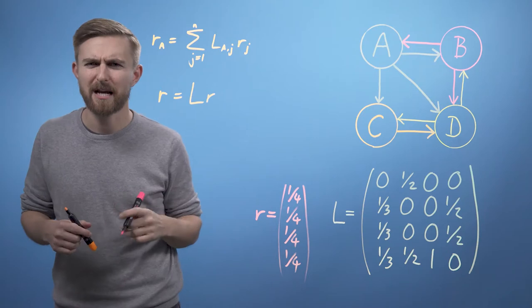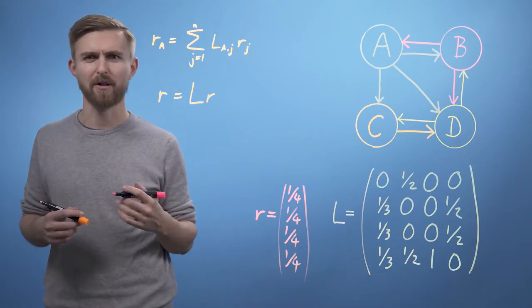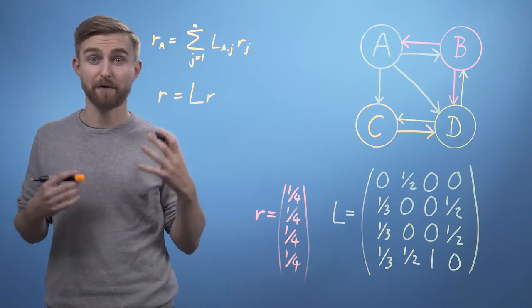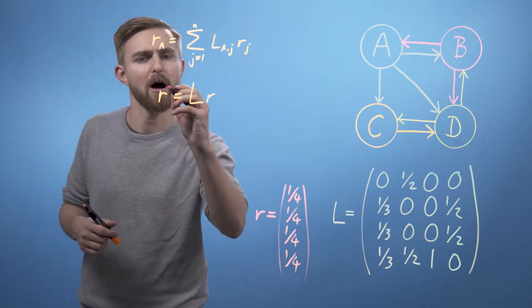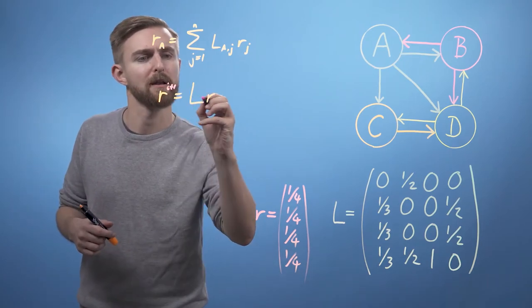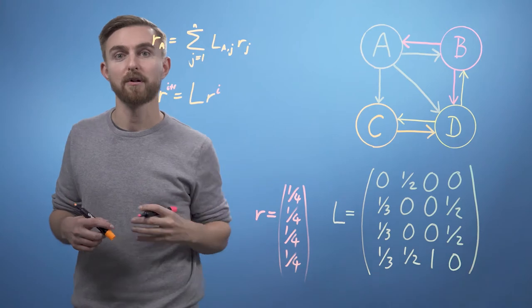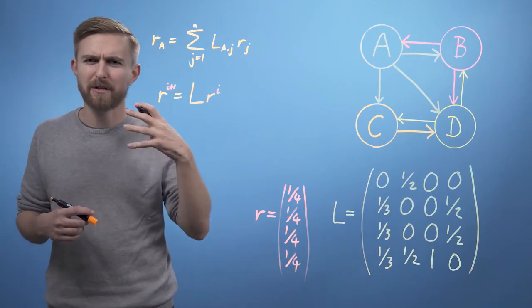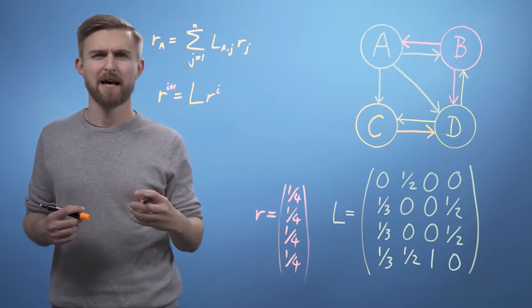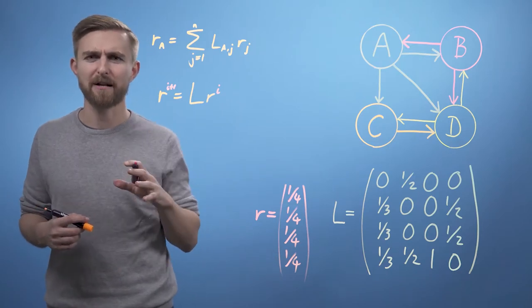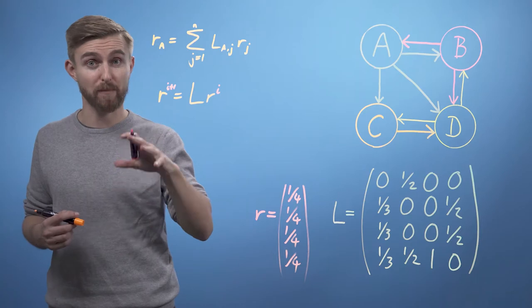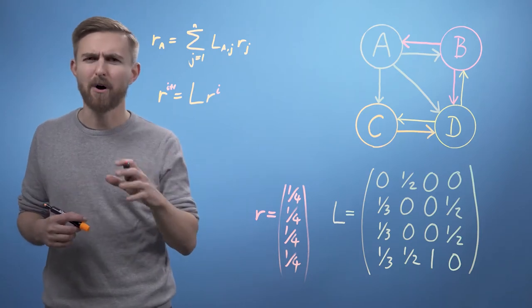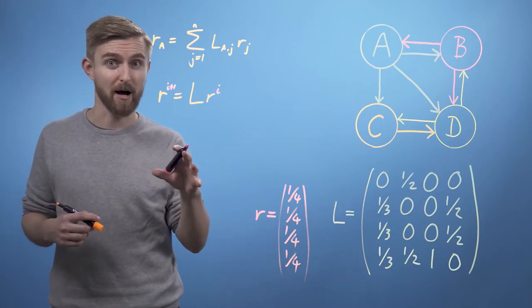Then, each time we multiply R by our matrix L, this gives us an updated value for R. So we can say that R_{i+1} is going to be L times R_i. Applying this expression repeatedly means that we are solving this problem iteratively. Each time we do this, we update the values in R until eventually R stops changing. So now, R really does equal LR.